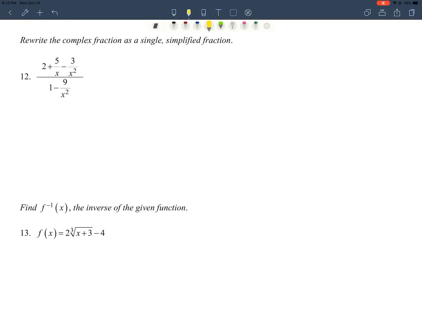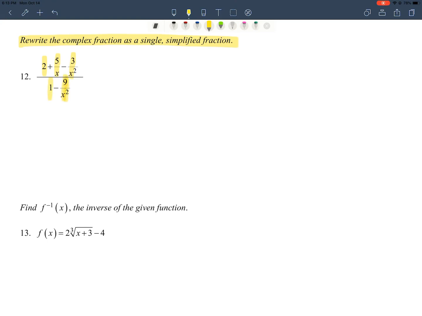All right, problem 12 says rewrite the complex fraction as a single simplified fraction. So away we go. First thing, remember we talked about a couple steps here. First step in trying to simplify these complex fractions was to look at all the fractions that we have in here, right? We've got a 2 over 1, a 5 over x, and a 3 over x squared, a 1 over 1, and then a 9 over an x squared.